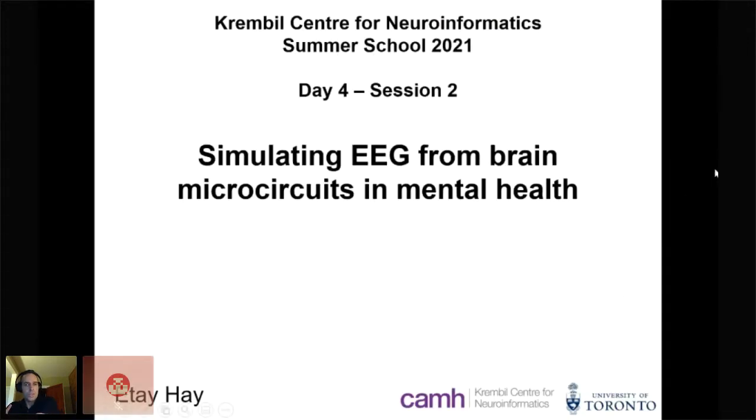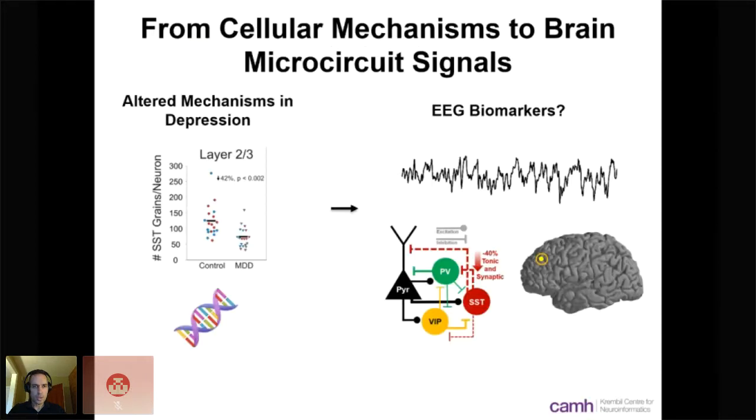So, welcome to session two. We'll talk about how we use the computational models to simulate EEG from the circuits and the relevance to mental health. So, again, we start with a certain mechanism, and the first session showed us our ability to infer the effect of changes in disorders in cellular and circuit mechanisms onto activity and function. But what is also very important is to look at the effect on clinically relevant signals like EEG to see if there are biomarkers of those changes. So that will be the talk in this session.